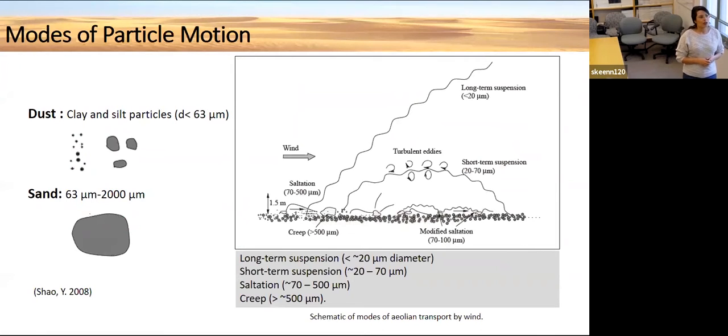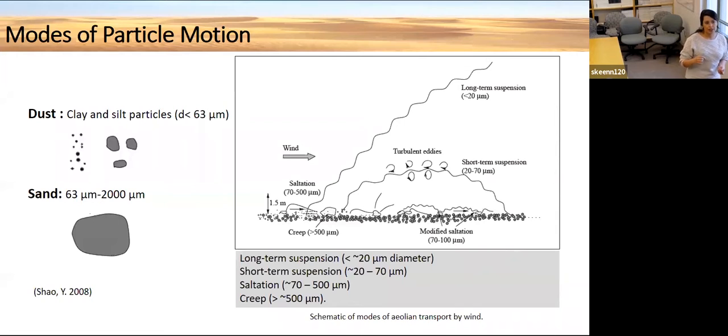Based on different systems, we have different definitions for particle sizes. But based on Shao 2008, we're going to consider particles with diameter less than 63 micrometers, which are mostly clay and silt particles, as dust. Particles with diameter between 63 and 2,000 micrometers are sand. And particles of different sizes get different modes of motion.